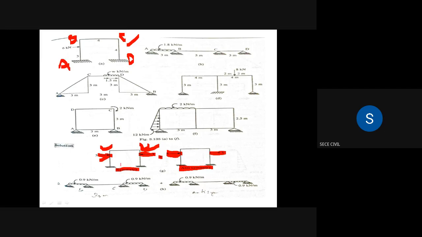Okay, so this is the symmetry and this one is the anti-symmetry. So the combination of these two figures is this one, A.